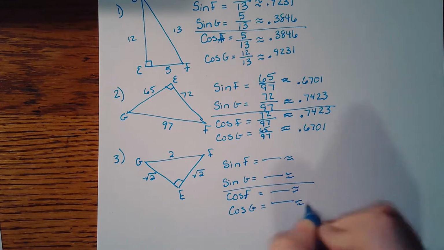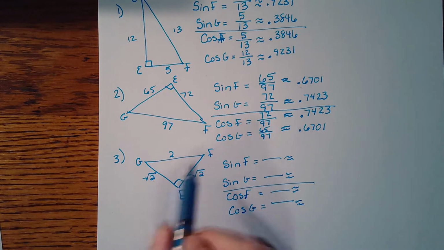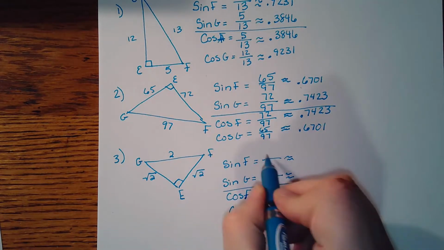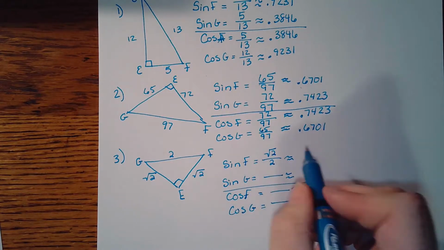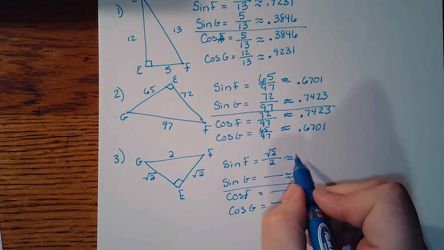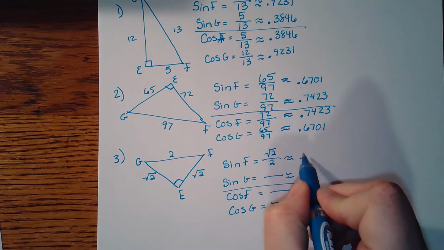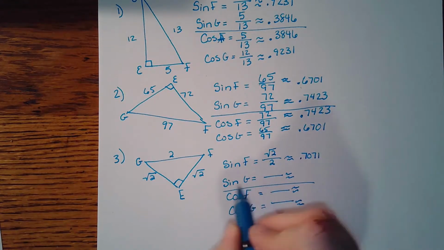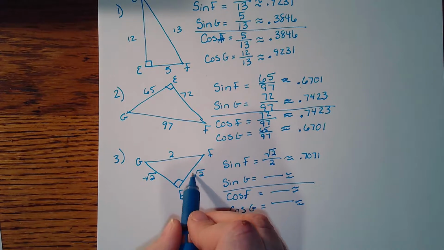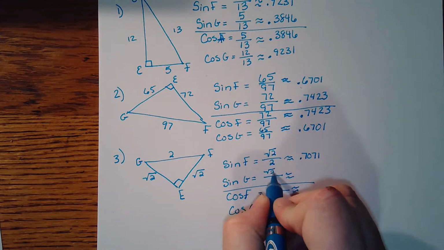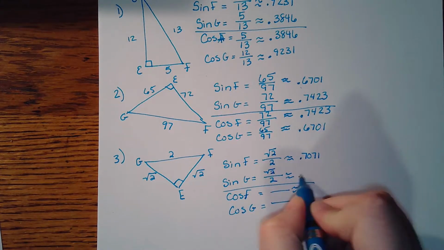Okay, so if we start with sine F, the one across is going to be square root 2 over the hypotenuse, which is 2. So that is approximately 0.7071. Sine G is going to be the exact same thing because across here is going to be square root 2 over the hypotenuse 2.